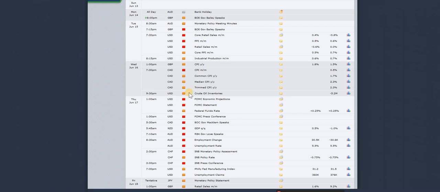Something to be very aware of. Then we've got on Thursday, later in the day, New Zealand GDP, employment numbers out of Australia, which can be a big one. Then we've got Swiss interest rates, which just generally doesn't move the market that much, but just something to be aware of if you're trading the Swissy. Friday, I don't think we've got much going on.